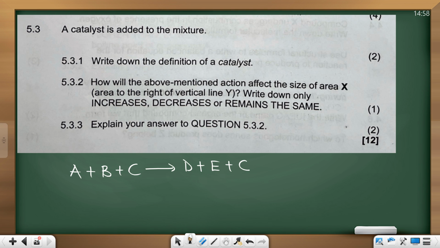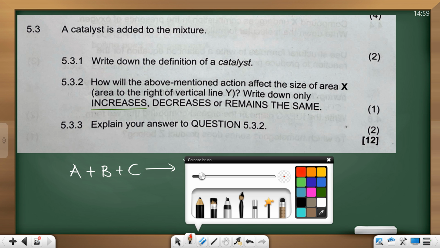But I'll be asking you for a basic application of this. Is it making sense? It speeds up the rate of reaction without undergoing what? So if it goes in at C, it must come out at what? At C. How will the above mentioned action affect the size of area X? If you were listening, you should be able to answer that. It will what? It will increase. And what's the reason? It lowers the activation what? Energy. Make sense? It lowers the activation what? Energy.